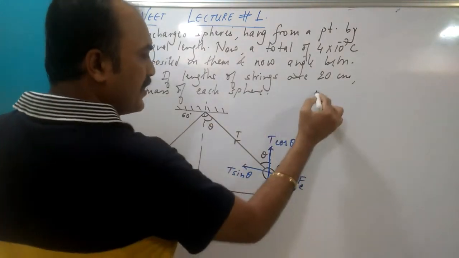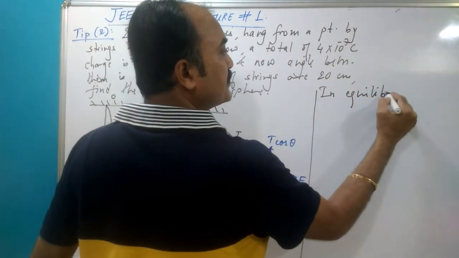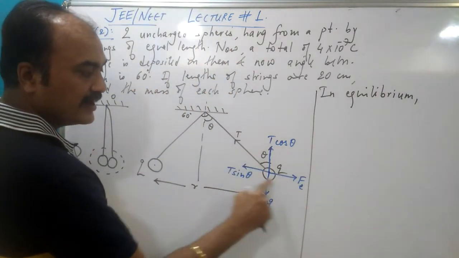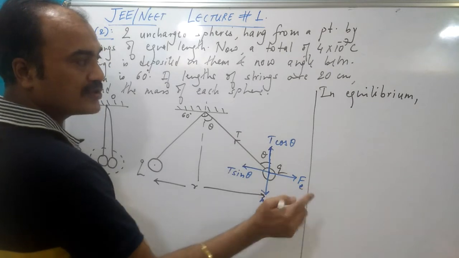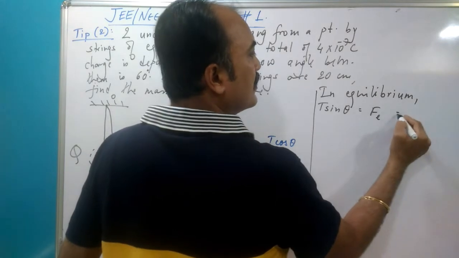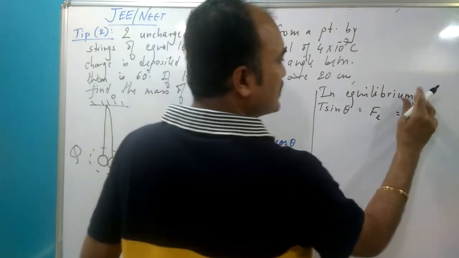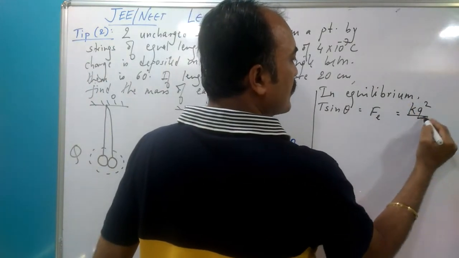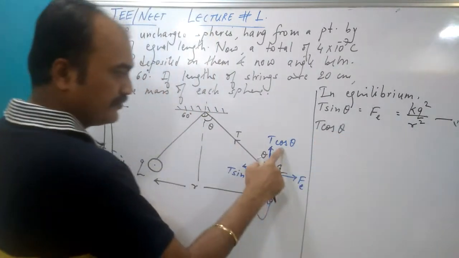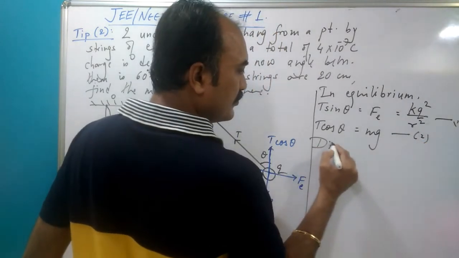So in equilibrium, now these are very important steps. Please look carefully. Can you see T sin theta is balancing the repulsive force Fe? T sin theta is equal to Fe, which is, everybody knows, Fe is K Q1 Q2 by R square. Both are same. So K Q square by R square, we'll call this equation 1. And T cos theta is balancing mg. Dividing 1 and 2.